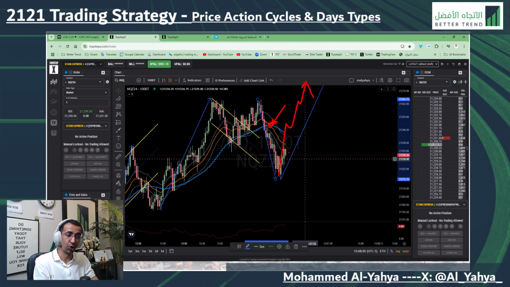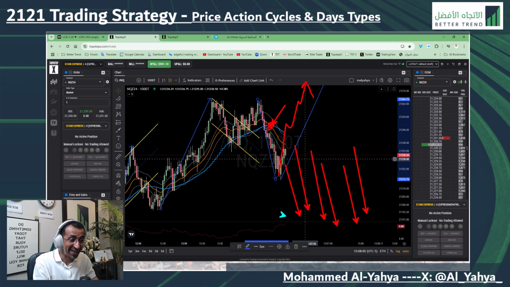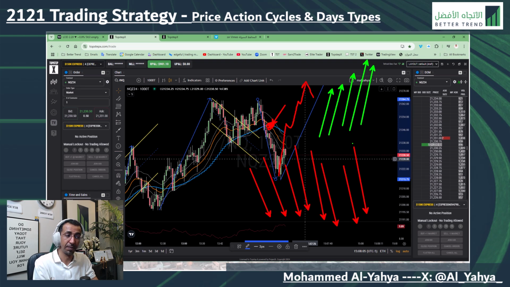Sellers have control. Therefore, keep looking down. If sellers have control, look down and find targets down. If buyers have control, look up and find targets up. Change your bias like this.